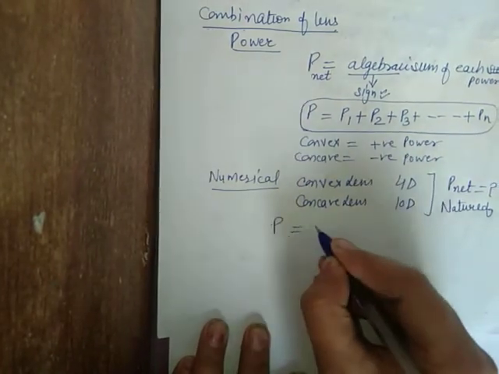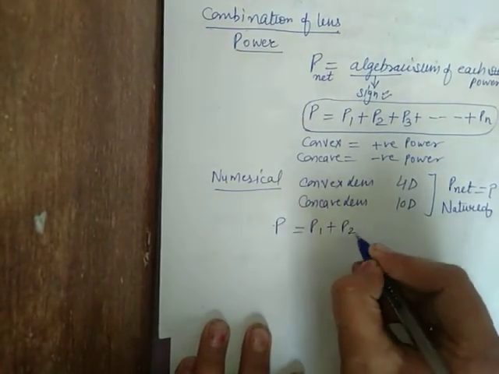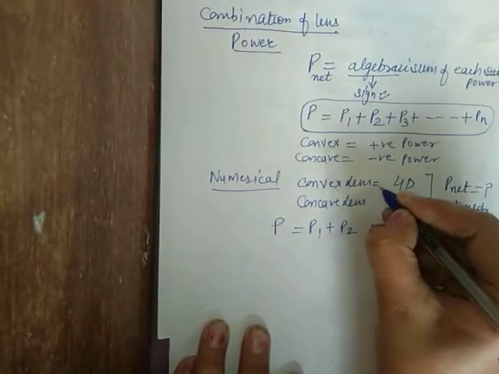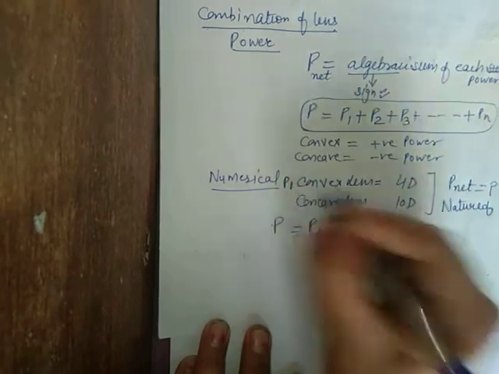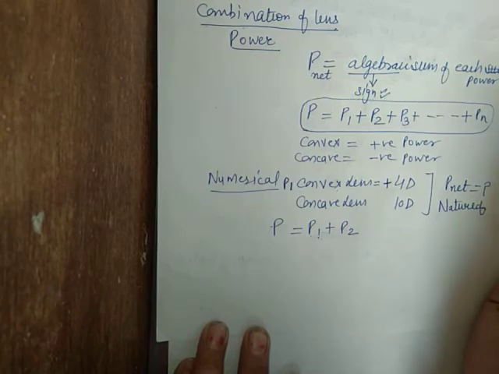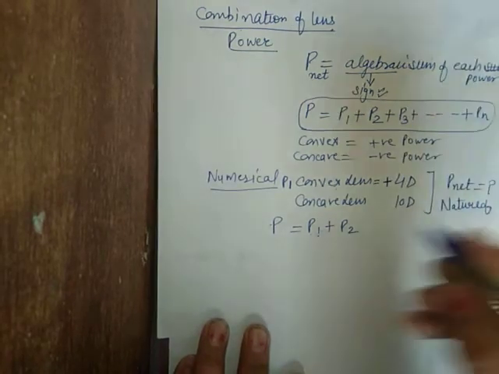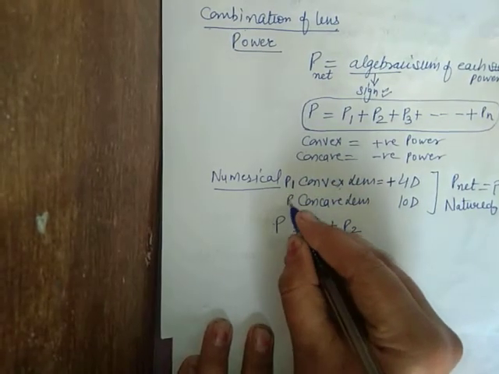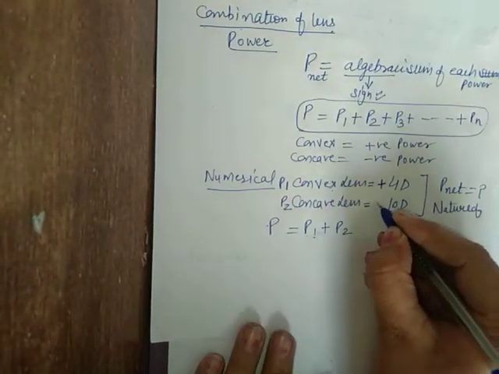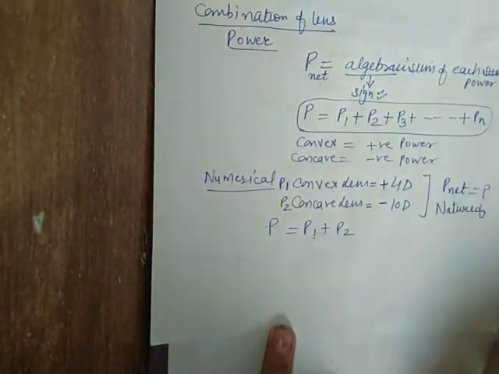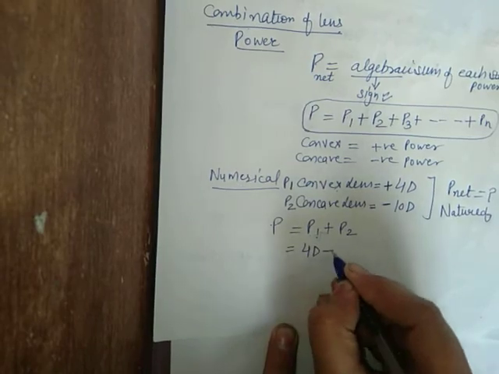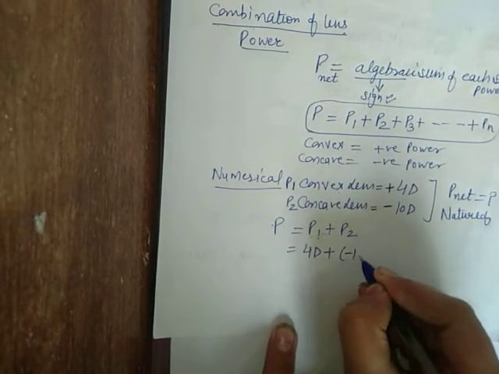As power is equal to P1 plus P2 for a two lens system. First power is for the convex lens, P1, and the convex lens is having positive power. Why positive? Because it converges the rays. And what about the second power? Second power is of the concave lens. Concave lens is diverging in nature, so its power will be negative. So 4 diopter plus minus 10 diopter.